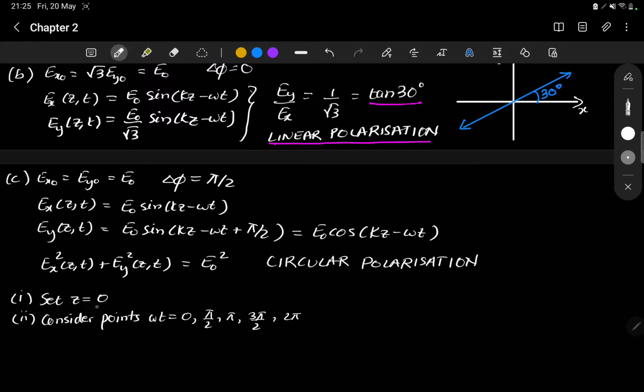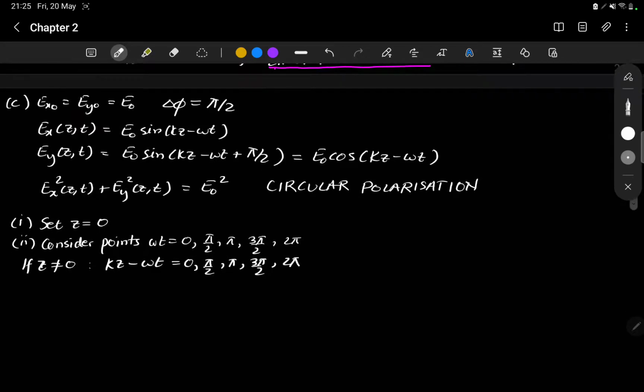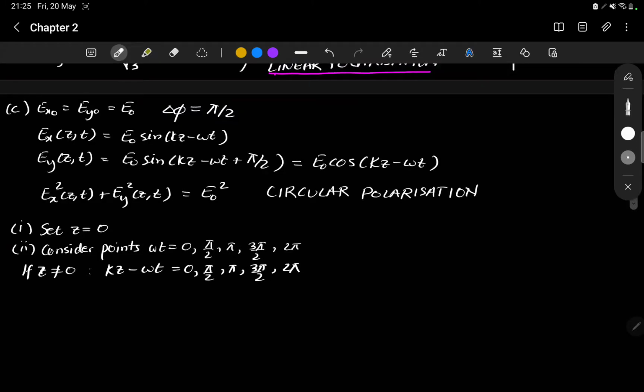Even if we do not set z equal to 0, in that case we will set this whole phase kz minus omega t to be equal to 0, pi by 2, pi, 3 pi by 2 and 2 pi. So let us apply this set of procedure to our given case.